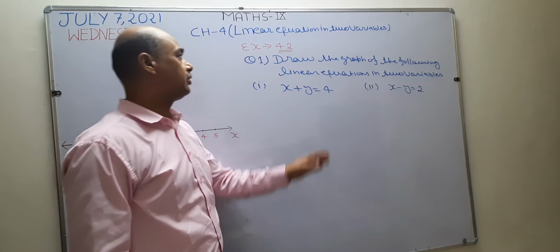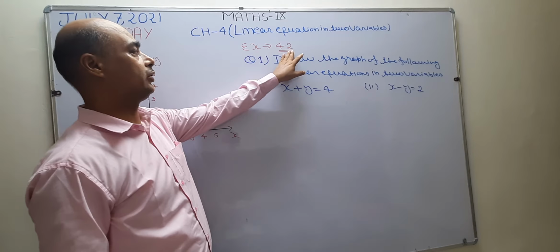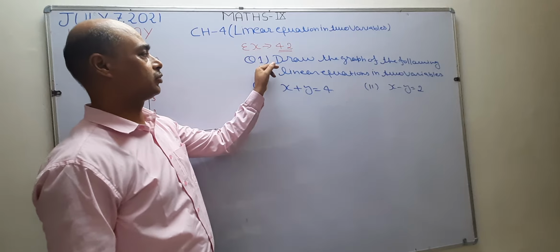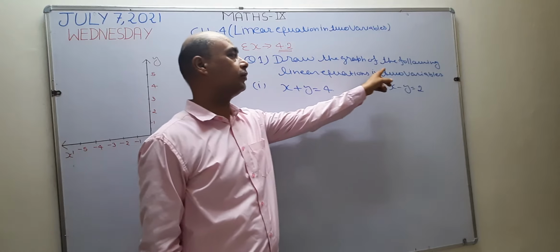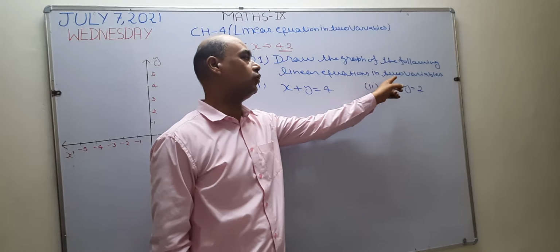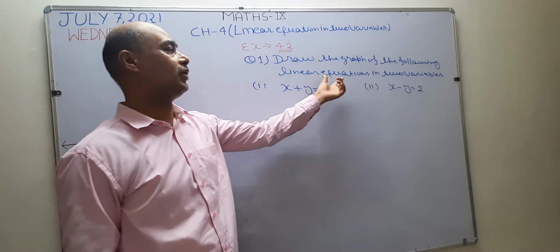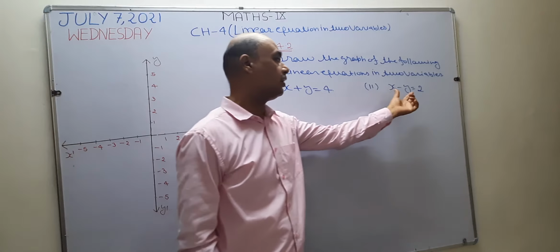Hello students, today I am going to start exercise 4.2. See what is given in the first question. Draw the graph of the following linear equations in two variables. It means equations of two variables are given. We have to draw the graph.